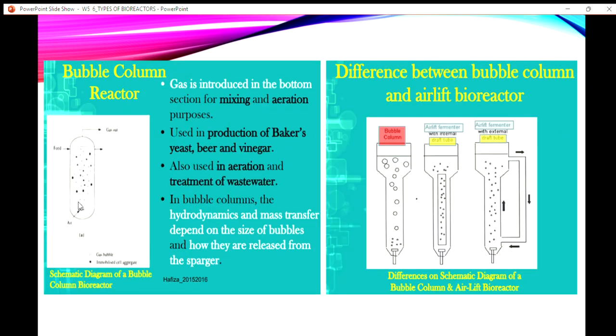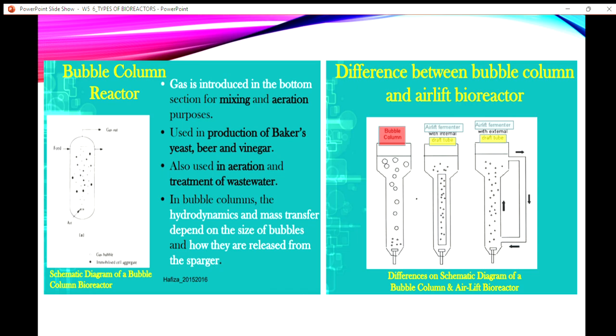Bubble column. The difference between bubble column and airlift is that a bubble column does not have any draft tube. For airlift they have one. Either the draft tube will be in the middle of the column, or there will be an external draft tube on the side of the column. So that is the difference. It means that for a bubble column the movement is based only on whatever you purge from the bottom, and it will move freely. But for airlift, it will be based on what kind of draft tube you put in.